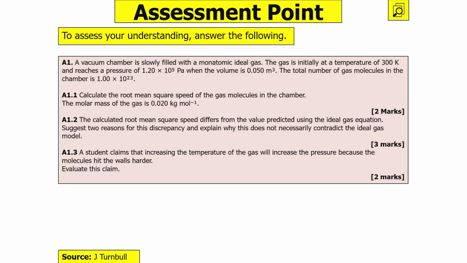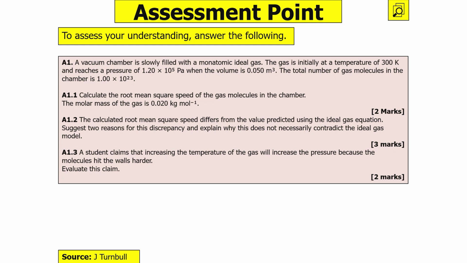A vacuum chamber is slowly filled with a monoatomic ideal gas. The gas is initially at a temperature of 300 Kelvin and reaches a pressure of 1.20 times 10 to the 5 pascals when the volume is 0.050 meters cubed. The total number of gas molecules in the chamber is 1 times 10 to the 23. Calculate the root mean square speed of the gas molecules in the chamber. The molecular mass of the gas is 0.020 kilograms per mole.